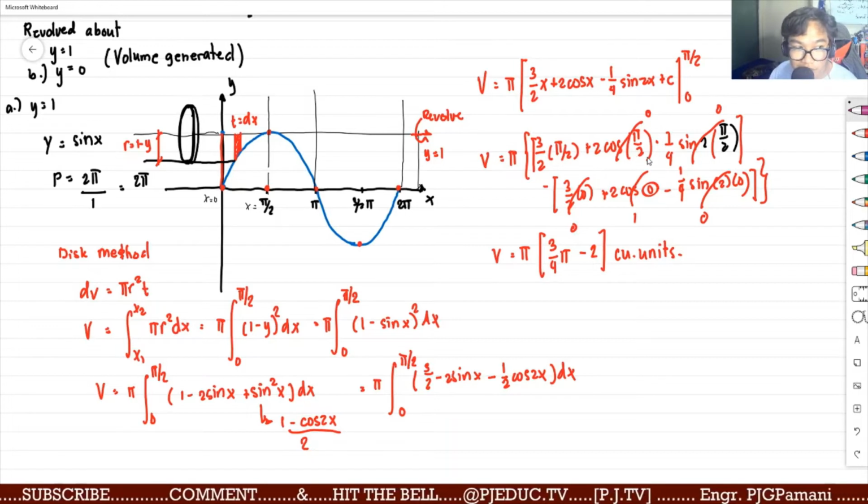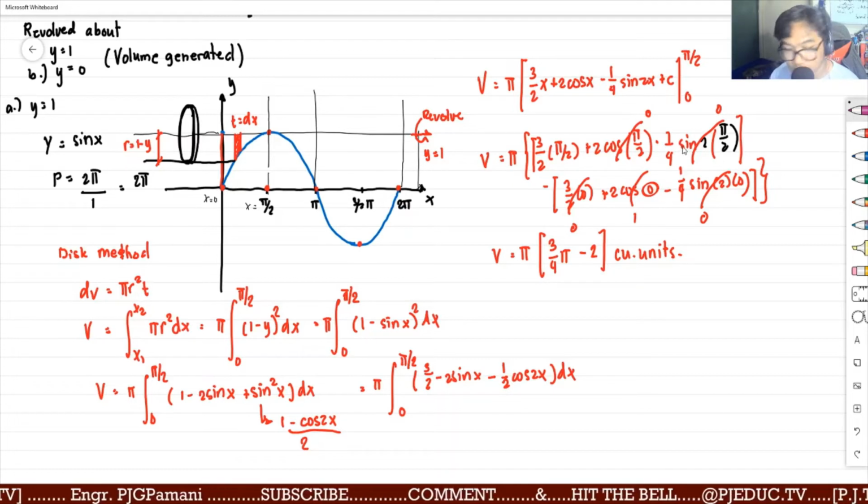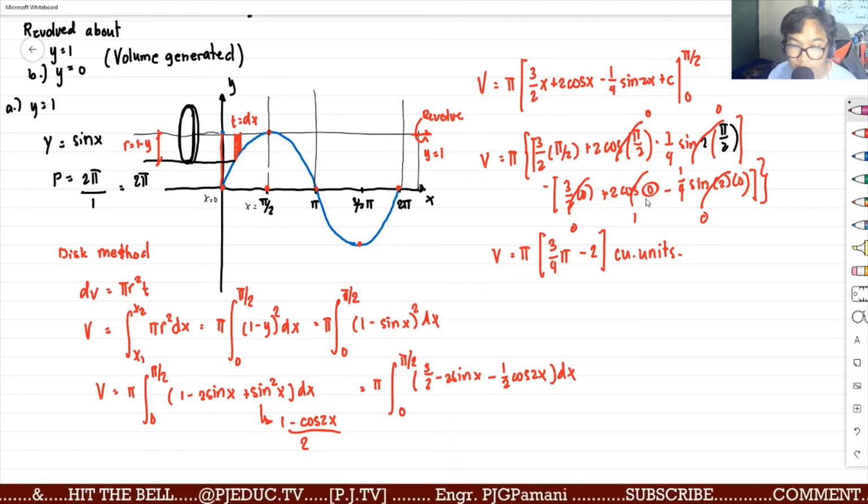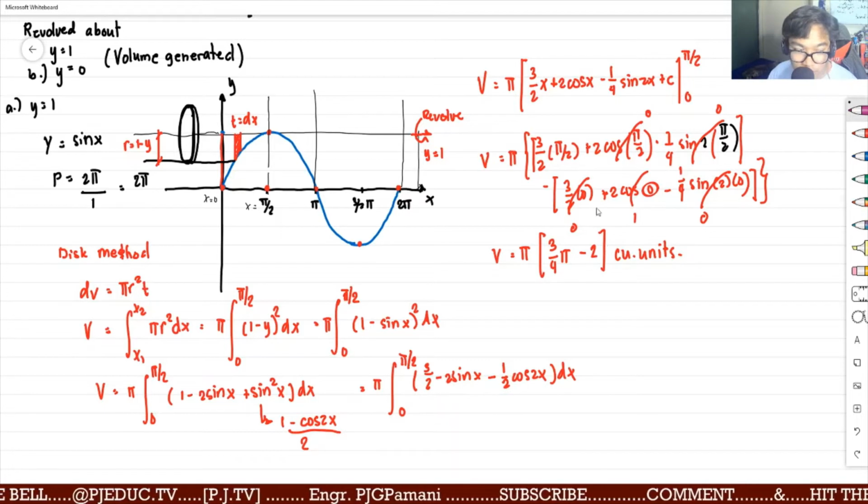Cosine 90 degrees. Ay, cosine, tama. Cosine 90 degrees is 0 times 2 is simply 0. Sine of 180 degrees is also 0. 0 times 1/4 is 0. 3 halves times pi half is 3/4 pi. Minus 3 halves times 0, 0. Cosine of 0 is 1 times 2 is 2.